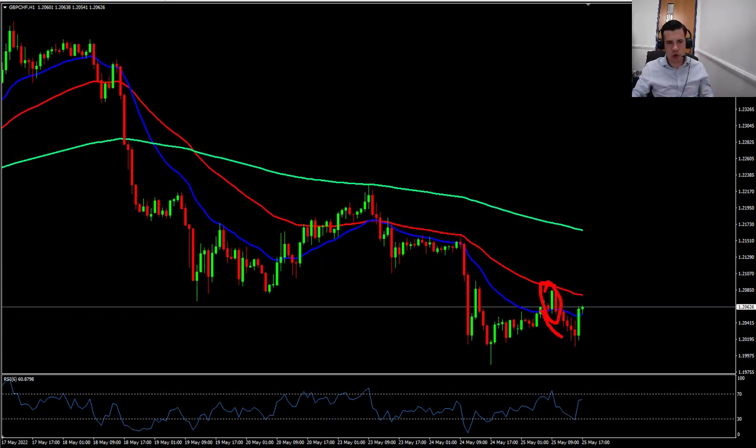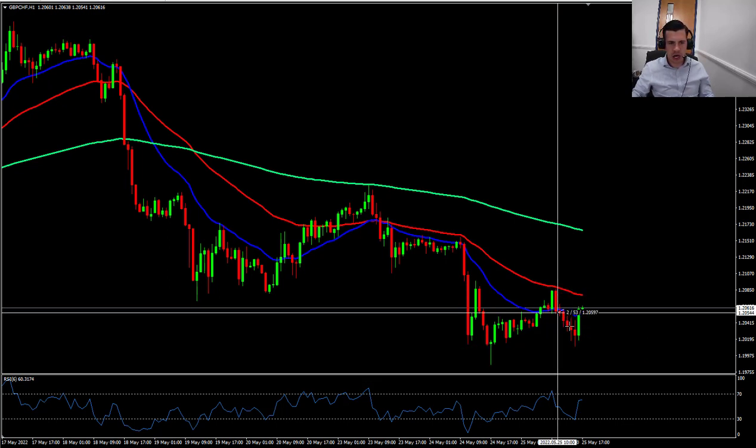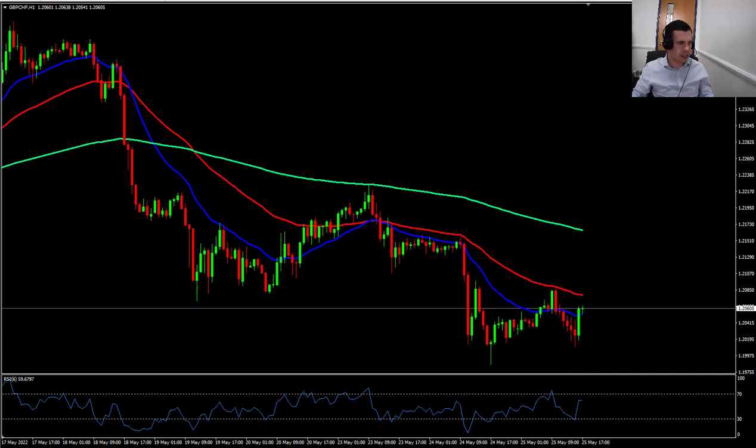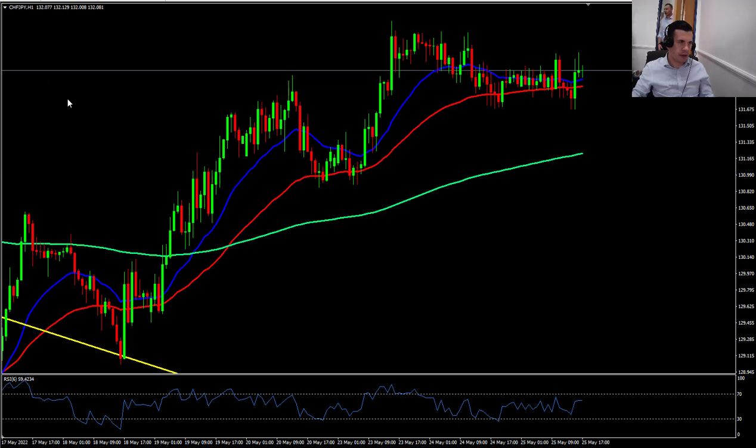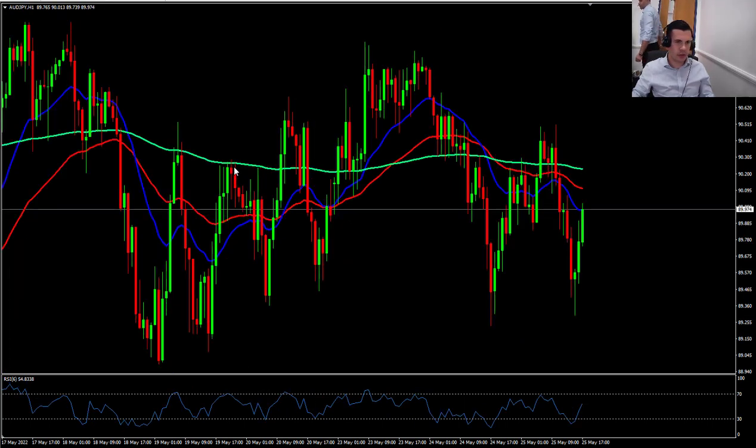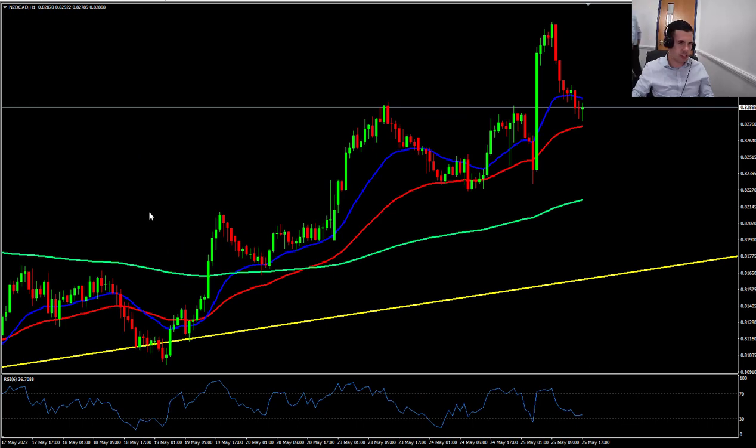Pound Swiss, we had a great course setup which failed to break the lows. So this opportunity that the guys traded earlier was 30-point risk for about a 40-point gain. So definitely opportunities out there. Pound Swiss, we're seeing sideways. Aussie Yen, we're not really getting much direction, but I would like to see Aussie strength start to pick up.